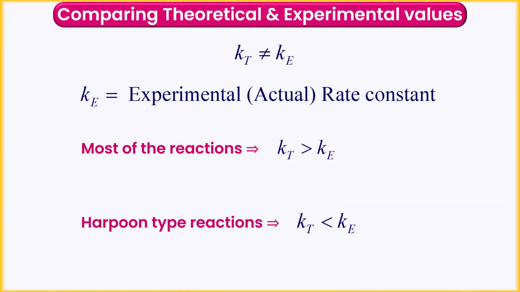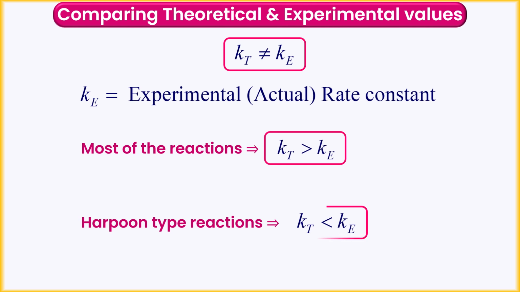However, when we compare the experimentally observed rate constant with the theoretical value predicted by basic collision theory, they are often found to be different. Here k_e is the actual or experimental rate constant. In most reactions, the theoretical rate constant is greater than the experimentally observed value because not all collisions are effective. However, in certain reactions such as Harpoon-type reactions, the experimentally observed rate constant can be significantly larger than the value predicted by collision theory.